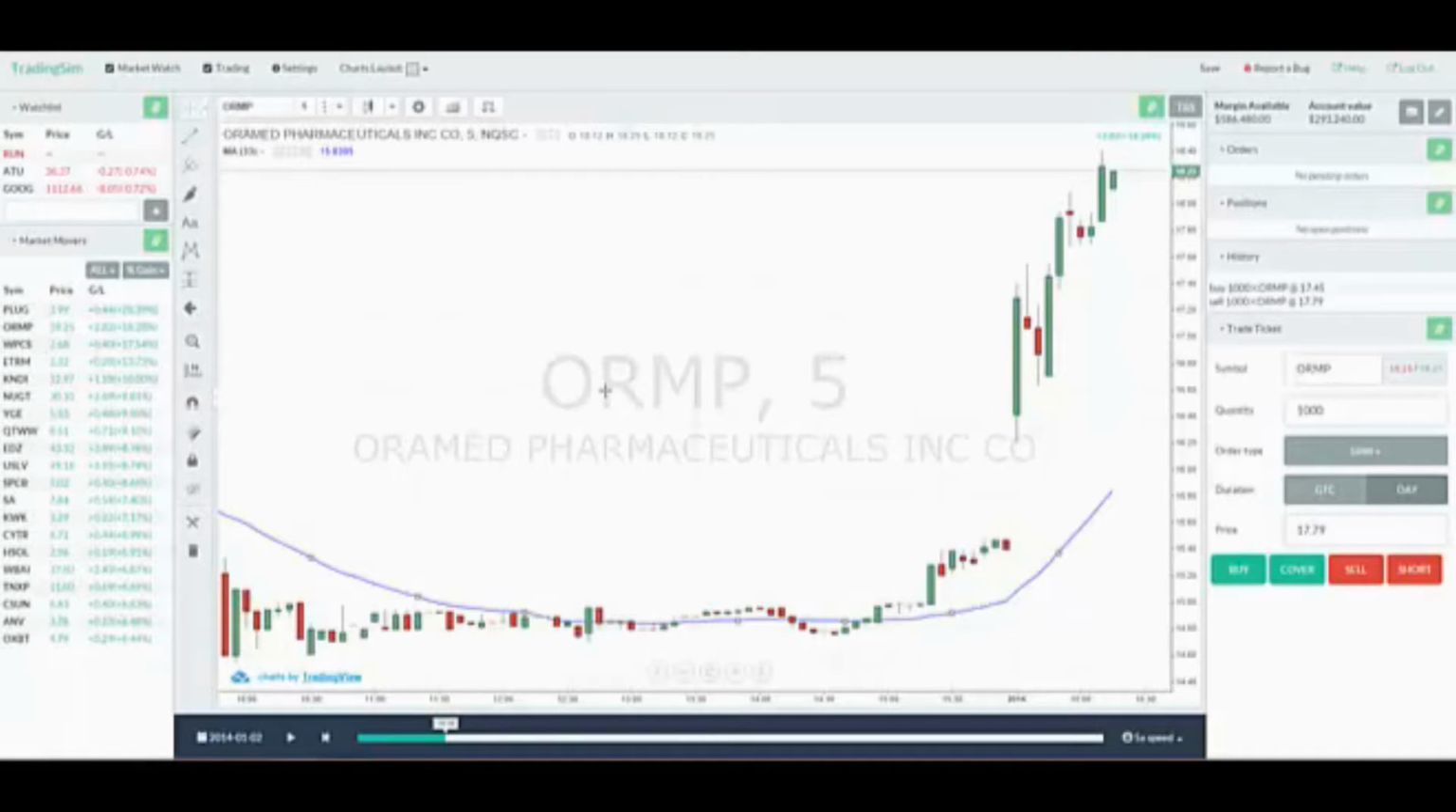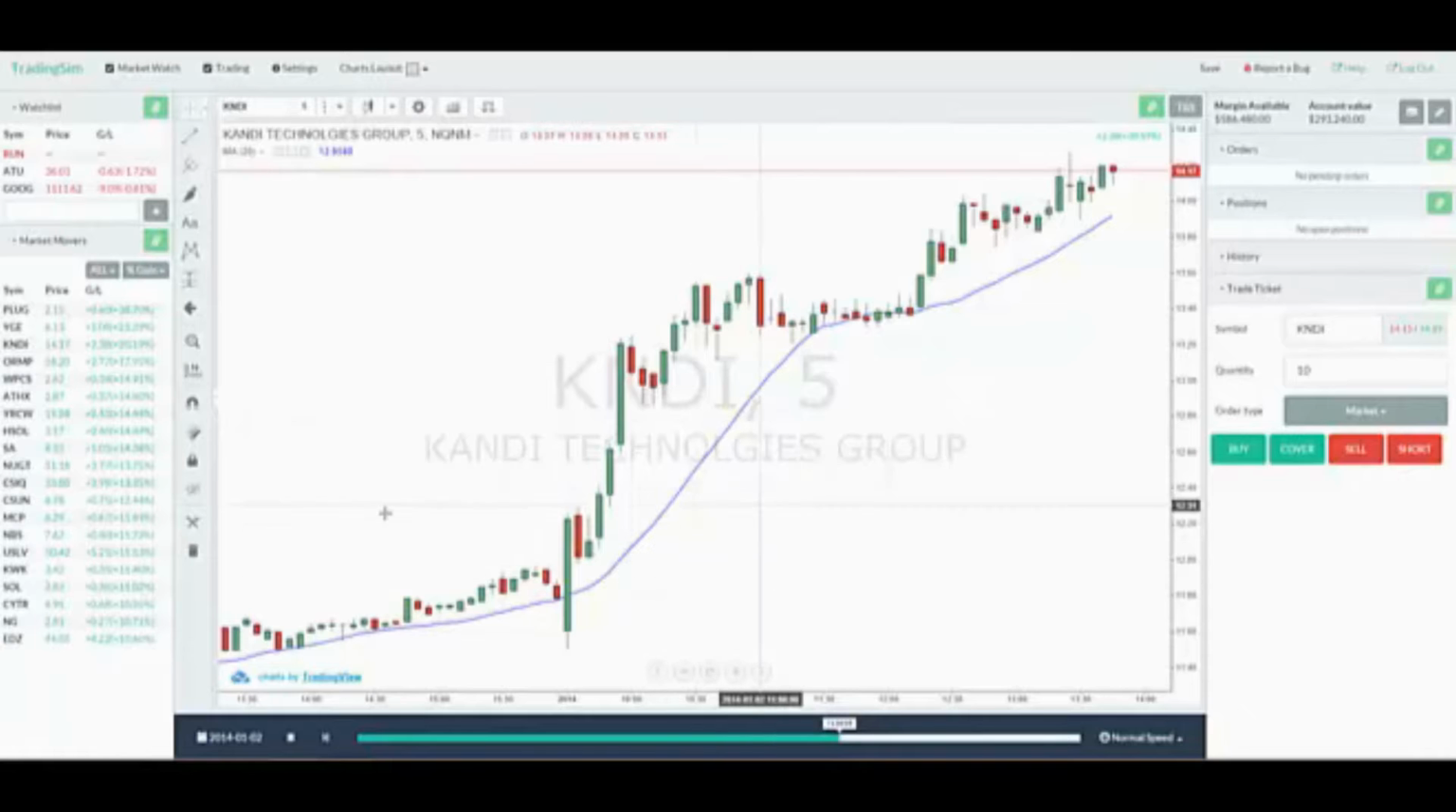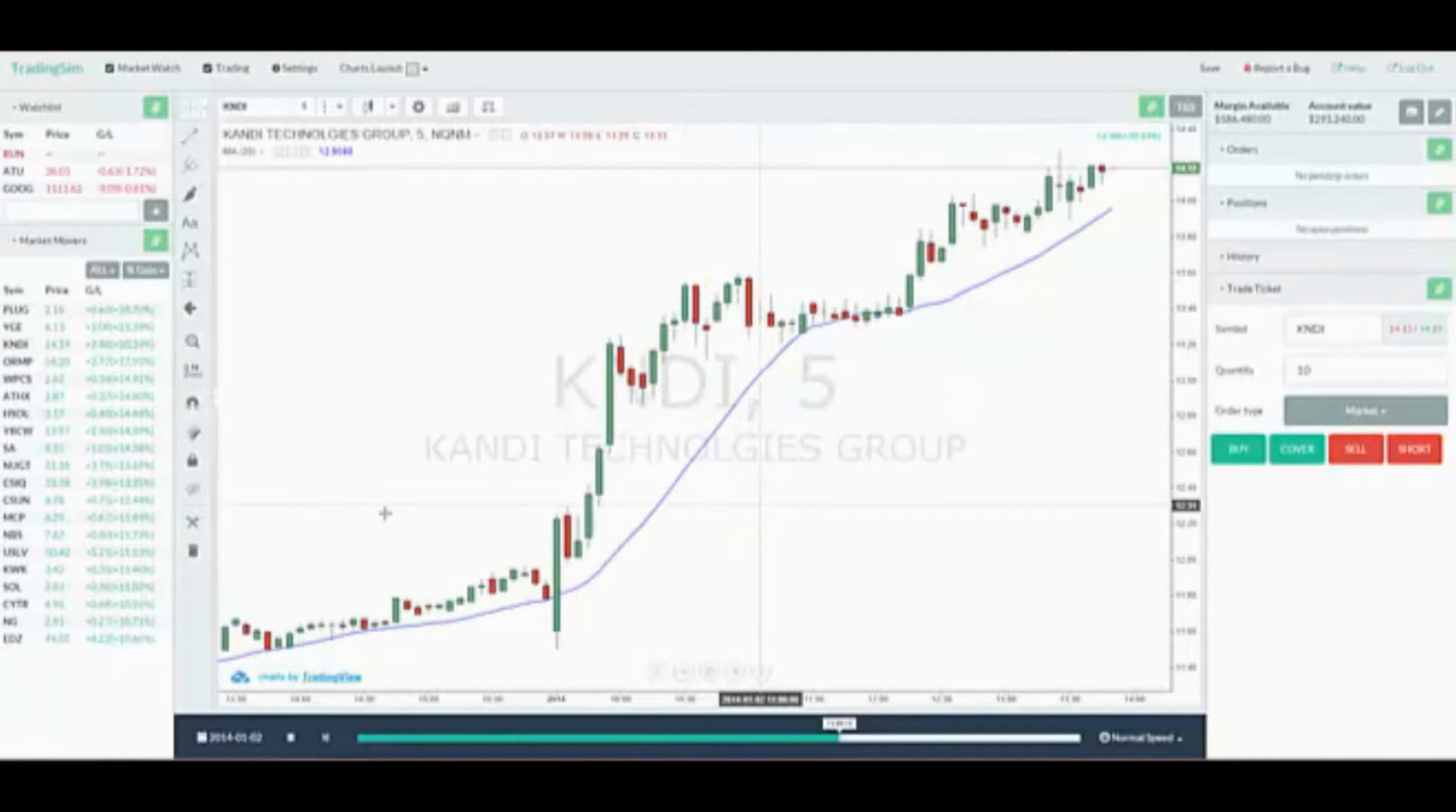All right, let's shift gears over to the 20-period SMA and walk through an example of that. This is an example of KNDI, and we have the 20-period moving average upwards, as you can see here.